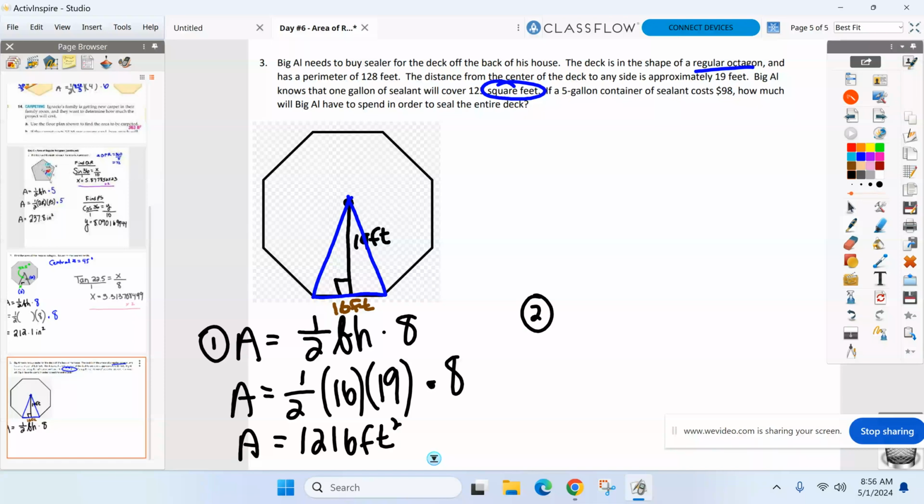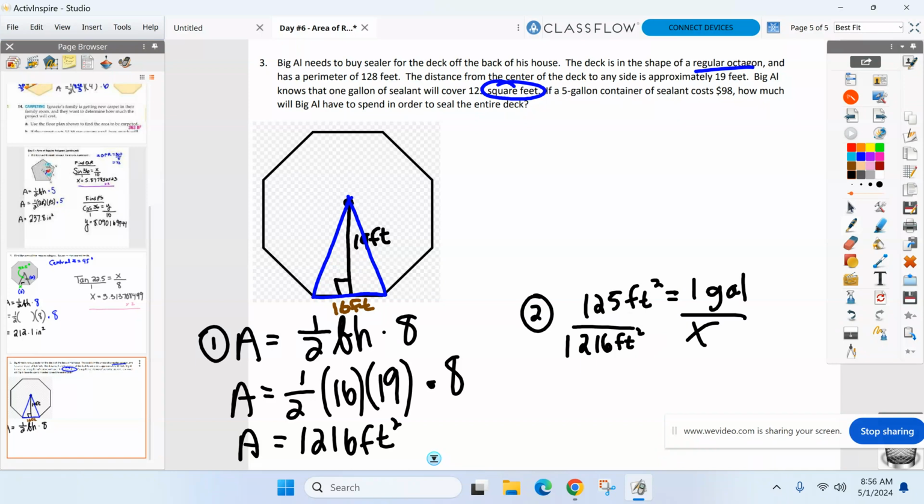How do I set up this proportion? 125 square feet is equal to 1 gallon, right? If you're unsure, set up a proportion right now. That's what the problem gave me. 1 gallon, 125 square feet. We have 1,216 square feet. Keep them together. How many gallons? Okay, so if you're unsure, set this up. Do I need to see it? No. If some of you are confident, you already know what to do with the 125.